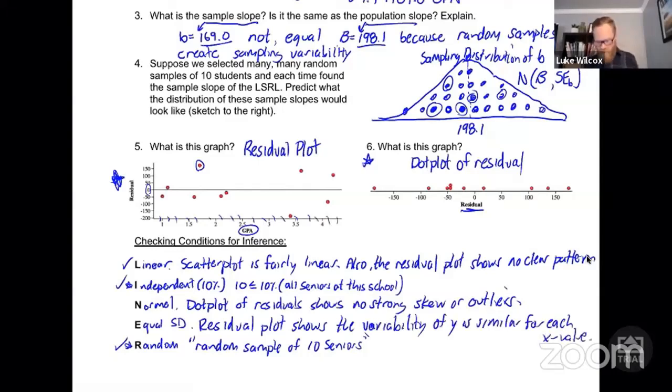Now, what we wouldn't want to see there is a residual plot that looked something like this, where the residuals started out very close to the x-axis and then got much, much bigger, right? That would be a problem because the variability is increasing as you move to different x values. So this would be bad news. But I think we're okay in this particular situation, which means all 5 of our conditions are satisfied. We'd be ready to perform inference.